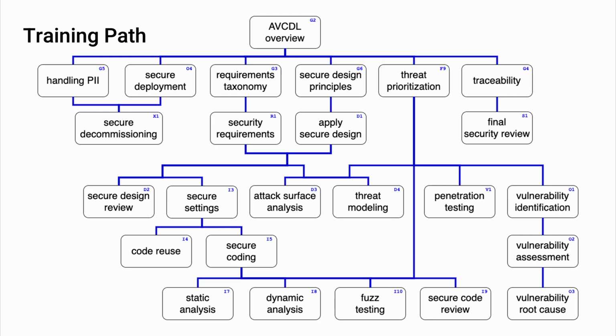This diagram shows the overall AVCDL training path. If you're taking this training, it's assumed that you've already completed the AVCDL overview training, and additionally, that you've completed the requirements taxonomy, security requirements, secure design principles, apply secure design, threat prioritization, secure settings, secure coding, static analysis overview, and static analysis established settings training. This training will cover the static analysis perform analysis activity.